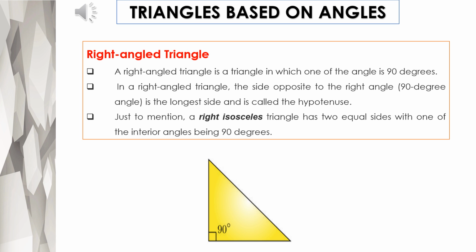it is called hypotenuse. Just to mention, a right isosceles triangle has two equal sides with one of the interior angles being 90 degrees. That is why it is called right isosceles triangle. That brings us to the end of the types of triangles. Okay?